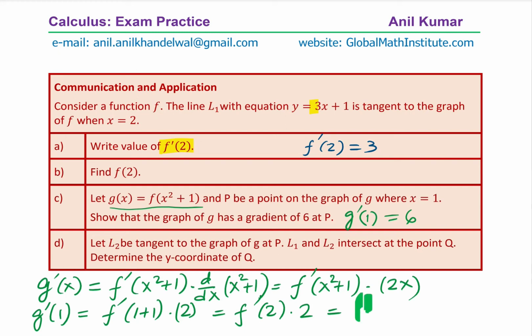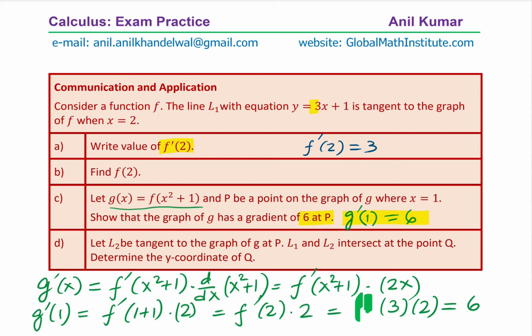So we have 3 here times 2, and that gives us the answer as 6. And that is what we wanted to show, right? So we have shown that the gradient at P is indeed 6.